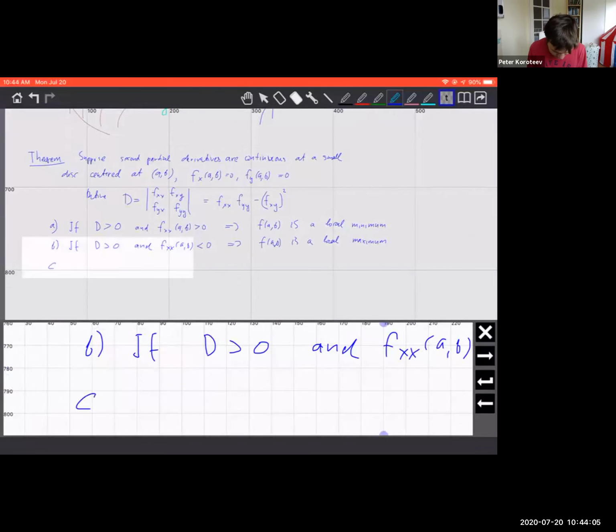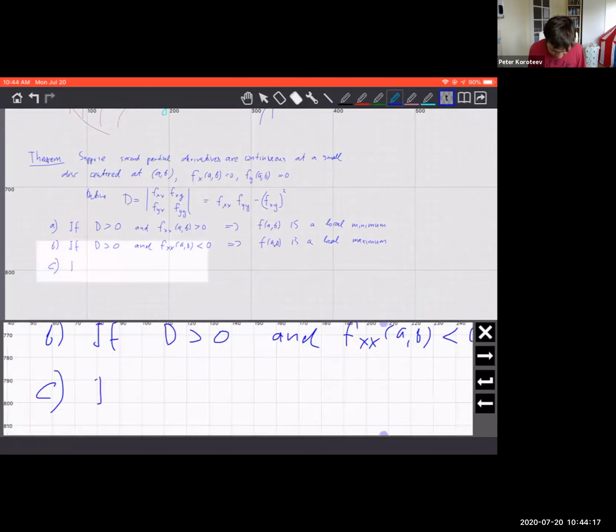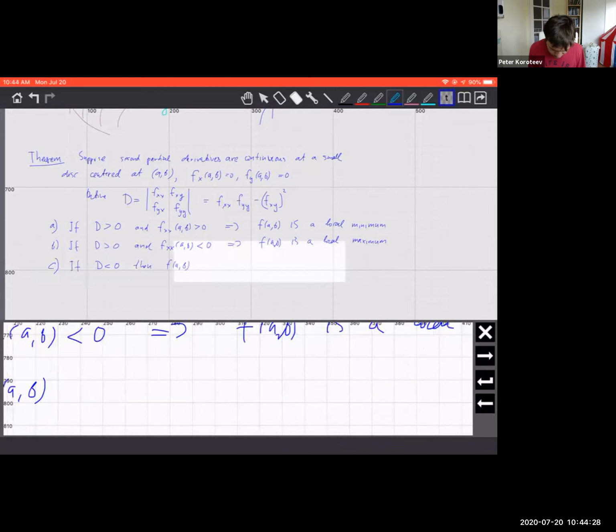Okay. And then if you go to functions of more variables, then we have more conditions, right? There are more ways to make a plus sign of the determinant. And finally, if D is negative, then it's neither a maximum nor a minimum.